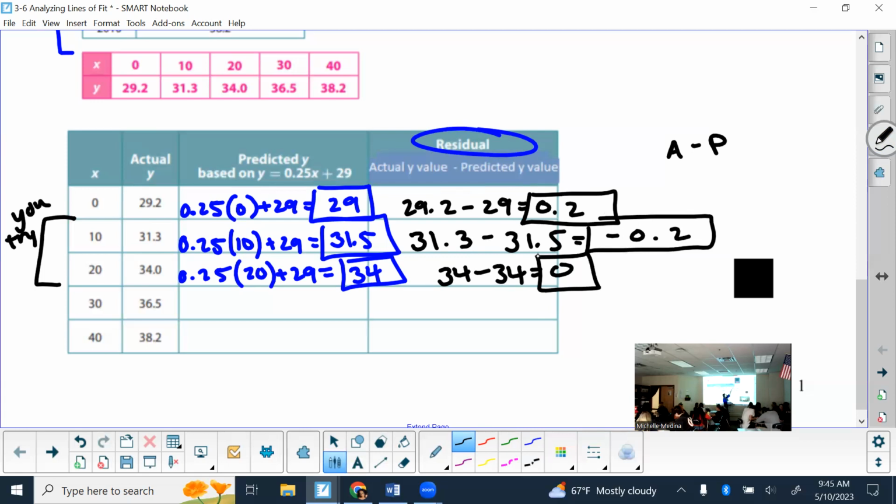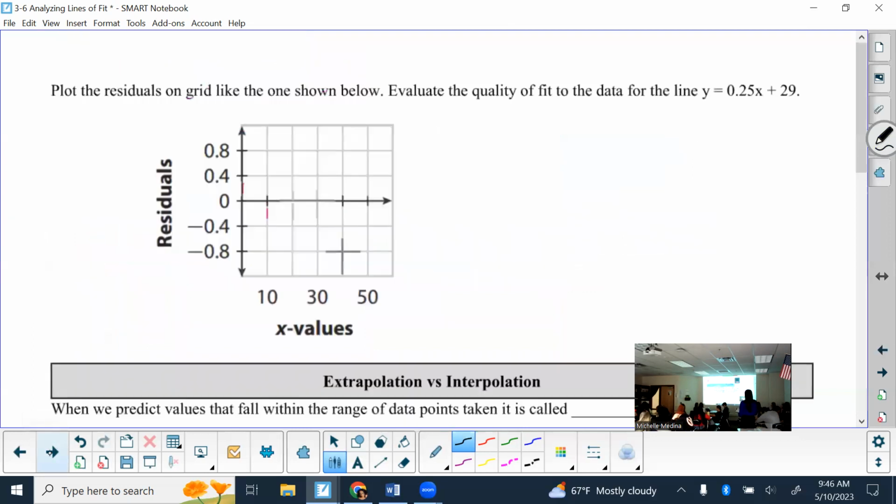So based on just these 3 residuals, would you say that that trend line is a good measure of the line of fit? Yes. Okay, great. You know, because it's pretty close to 0. How else you can tell is by what we call a residual plot, which is on the next page. So you do need to know these for your quiz Friday.